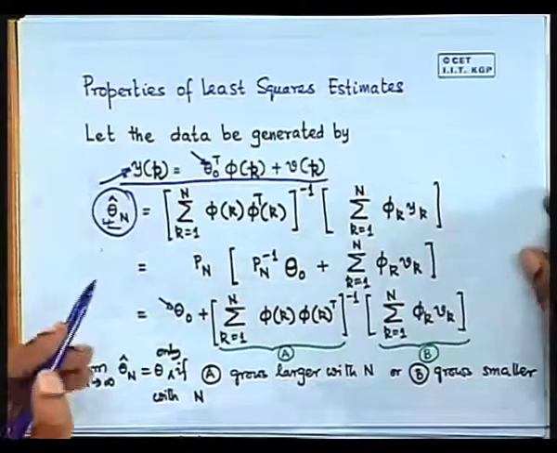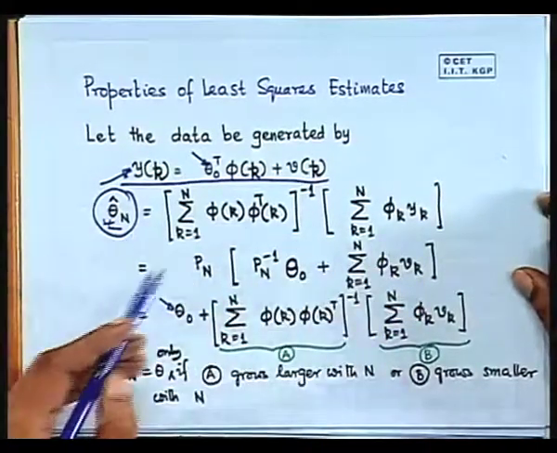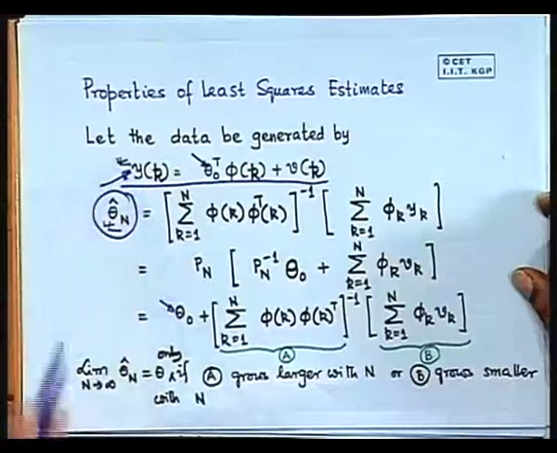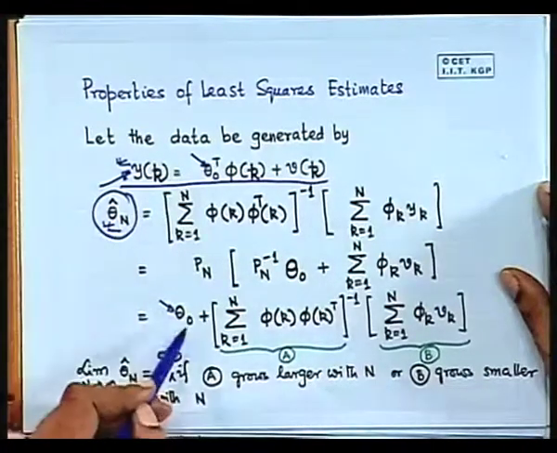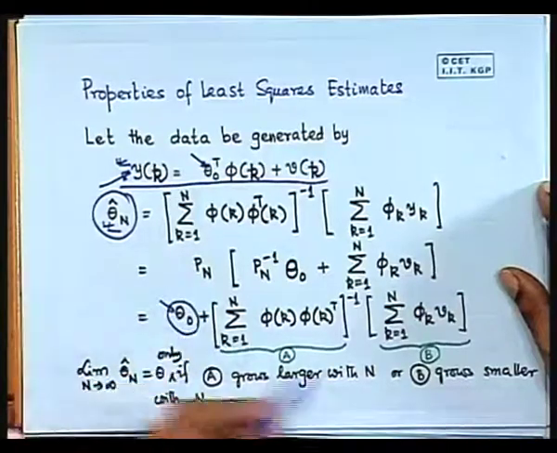It turns out that if you do a little bit of manipulation, and if you use this relation between y and phi, which is the property of the system, theta hat n turns out to be equal to this theta naught plus this term.